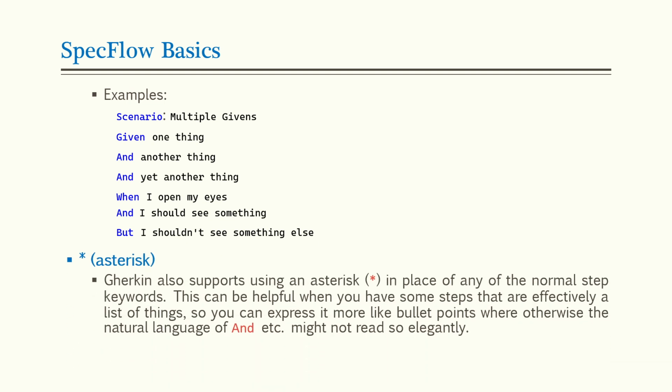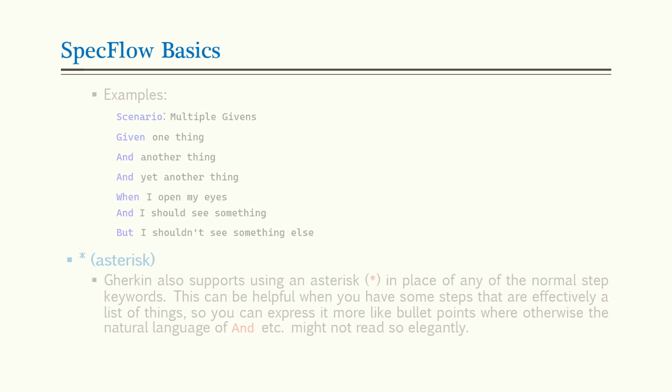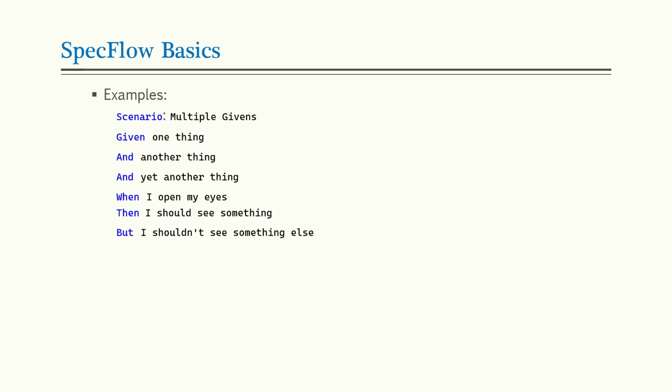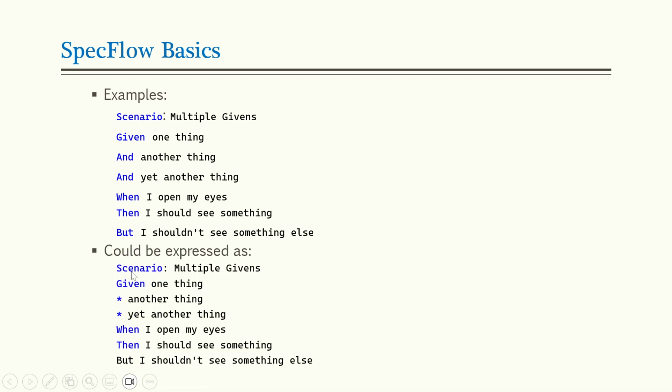Asterisk or a star. Gherkin also supports using an asterisk in place of any normal step keyword. This can be helpful when you have some steps that are effectively a list of things, and you can express it more like bullet points, where otherwise the natural language of and, etc. might not read elegantly. So if you have this example, you can use it like this also. The scenario: given one thing, asterisk another thing, asterisk another thing.